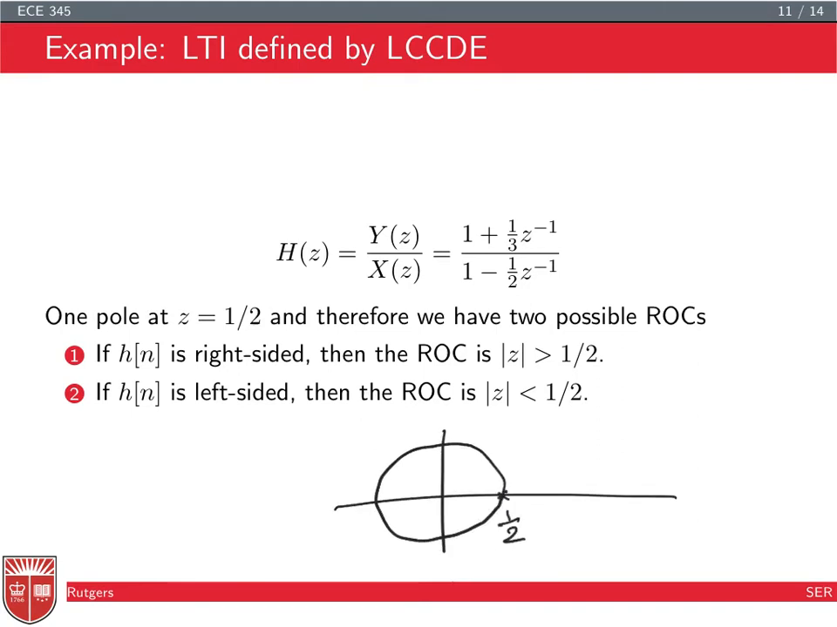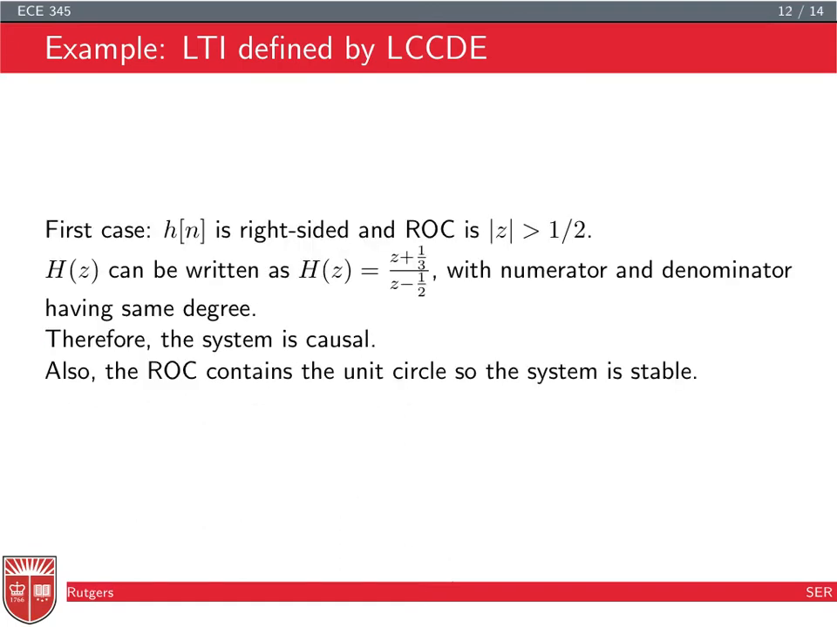And then if h of n is right-sided, I know I'm going to be outside this circle, the ROC. And if h of n is left-sided, then the ROC is the interior of this circle. So let's do each one of these cases separately. Let's suppose that we are in the first case, meaning h of n is right-sided and the ROC is the exterior of the circle with radius 1/2, the circle being at the origin.